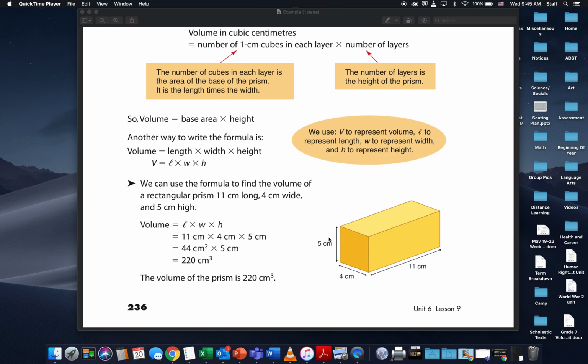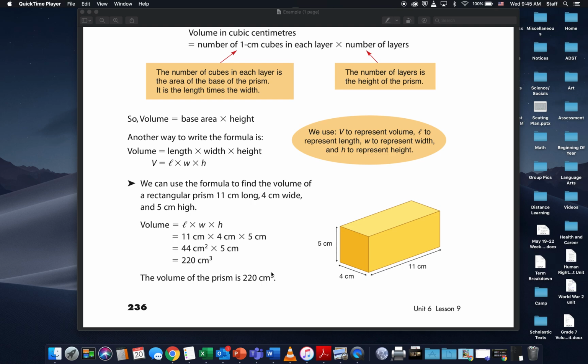Okay, so if we're given a prism like this, okay, it's a prism that's 5 centimeters high by 4 centimeters wide by 11 centimeters long, and we're asked what's the volume of that? Well, here's our formula. Volume equals length times width times height. So it's 11 times 4 times 5. 11 times 4 is 44. 44 times 5 is 220. So the volume of this prism is 220 centimeters cubed. And again, what that means is there are all of these little centimeter by centimeter by centimeter cubes in here, and it takes 220 of them to fill it up.